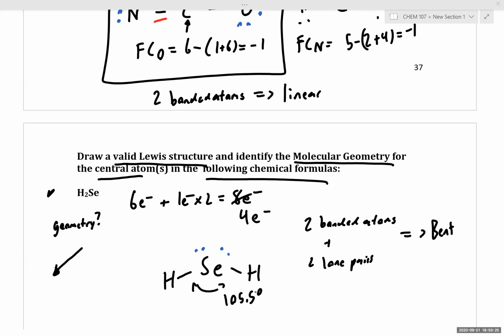Yeah, kind of. I guess I'm just confused on where we get the two. The two bonded atoms from? Because selenium has two hydrogen atoms bonded to it. Oh, yeah. Gotcha. And then it has two lone pairs because of the two lone pairs. Does that make sense? Yes. Perfect.